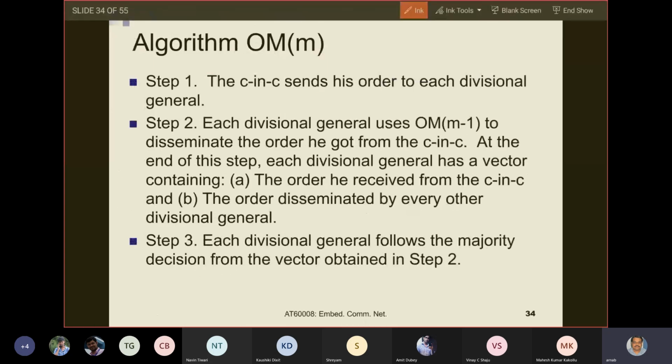See now, after I have explained this in the previous slide, try to read these 3 steps. What are these 3 steps saying? The commander-in-chief sends his order to each divisional general. Each divisional general then uses, you read this as B of n comma m. And then you read this as B of n-1 comma m-1. Because n is already there, n-1 helps you to understand to whom you will pass and whom not to. That's it. Each divisional general uses B n-1, m-1 to disseminate the order he got from the commander-in-chief.